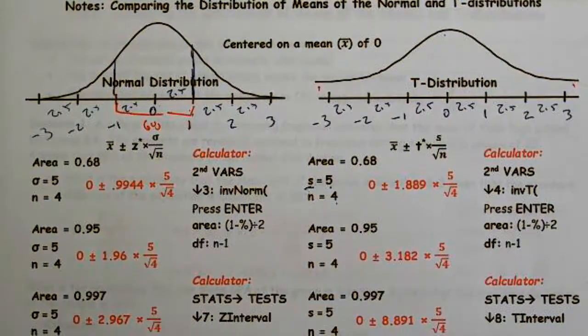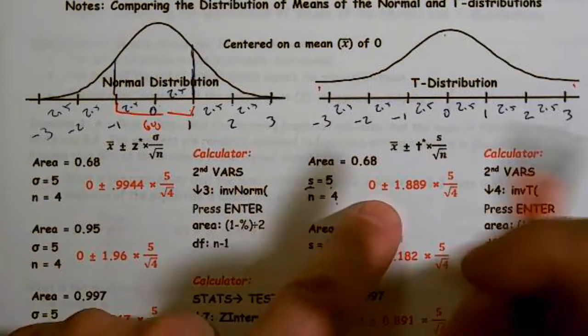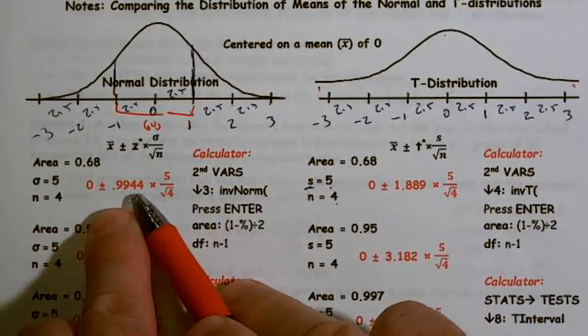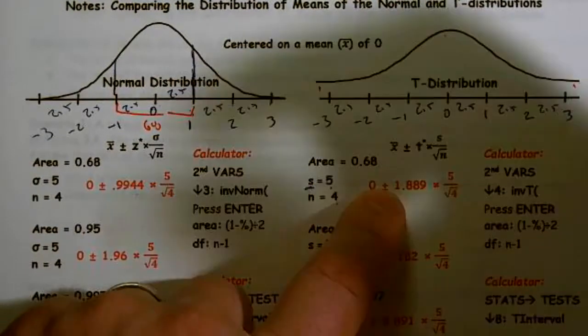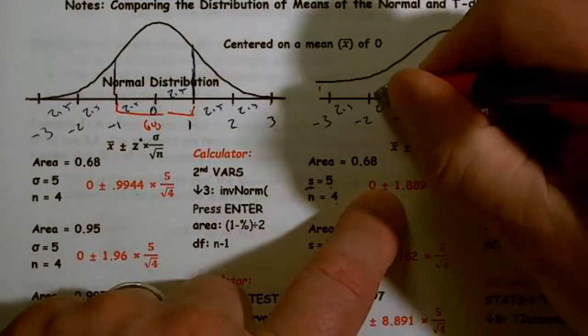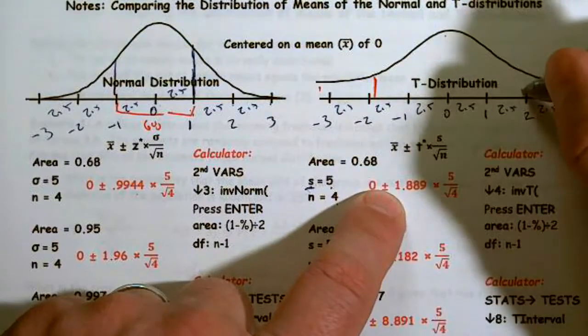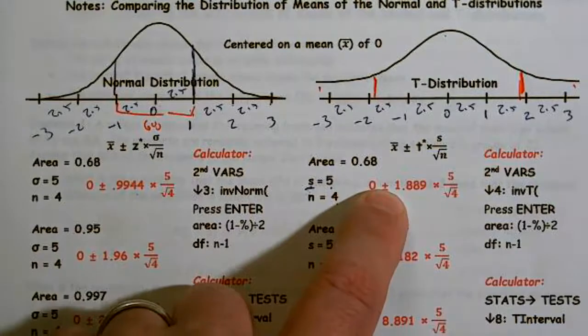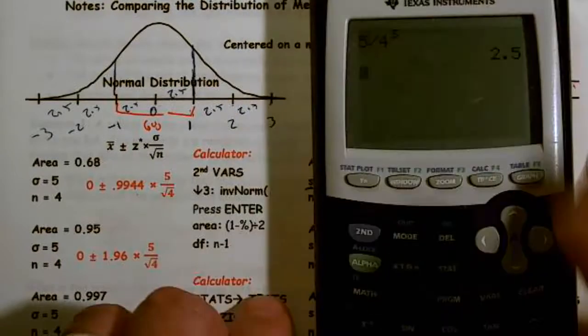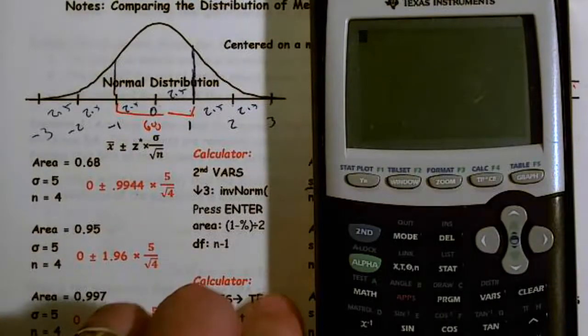But notice, instead of being at approximately 1, we're at approximately 1.9. So 68% of the data for this one falls there. Now, you're probably going, where did he get that from? So there's a couple places I can go in the calculator.